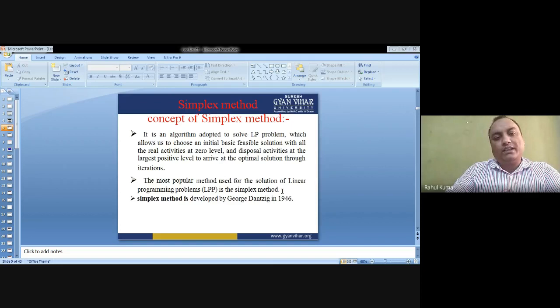The most popular method used for the solution of linear programming problems is the simplex method. The simplex method is a very good way to solve the problem by the LPP method if the decision variables are more than 2, right? And this solution was developed by George Dantzig in 1946, right?